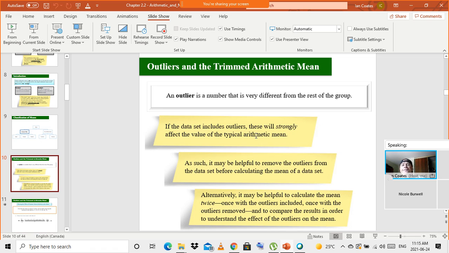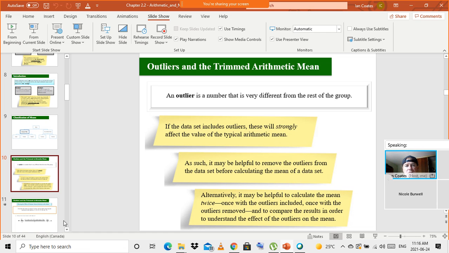An outlier is a number that is very different from the rest of the group. If the data set includes outliers, these will not only affect the mean, but they will strongly affect the mean. Just like going back to the figure skater, if the figure skater has numbers in the high 9s and then one bad judge gives this person 6.5. Well, now that whole average of in the high 9s is going to get pulled down probably into the low 8s. All right? Makes a big difference. Okay? As such, it may be helpful to remove the outliers.